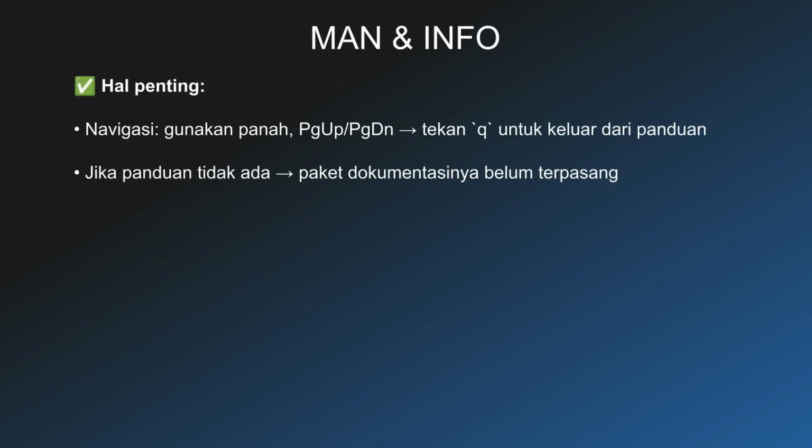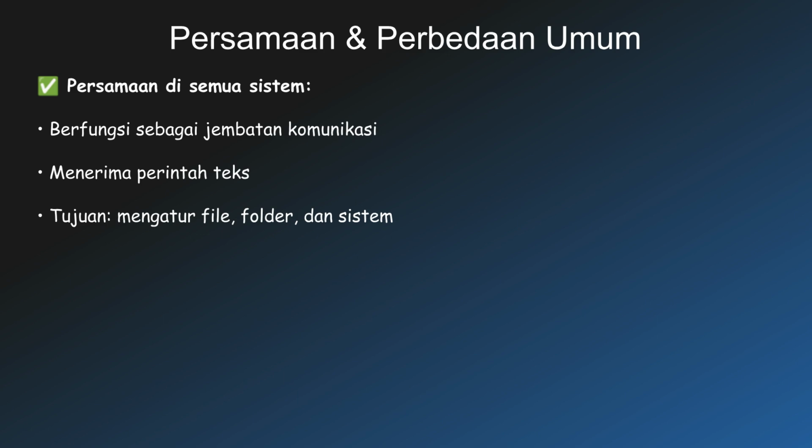When navigating manual pages, you can use your arrow keys or page buttons to scroll. Press the Q key to exit the documentation. If you find that a command's documentation is missing, you likely need to install the corresponding documentation package on your system. While different operating systems use various shells, they all share common ground. Regardless of the environment, a shell acts as a communication bridge, accepts text-based commands, and serves the fundamental purpose of managing your files, folders, and system settings.